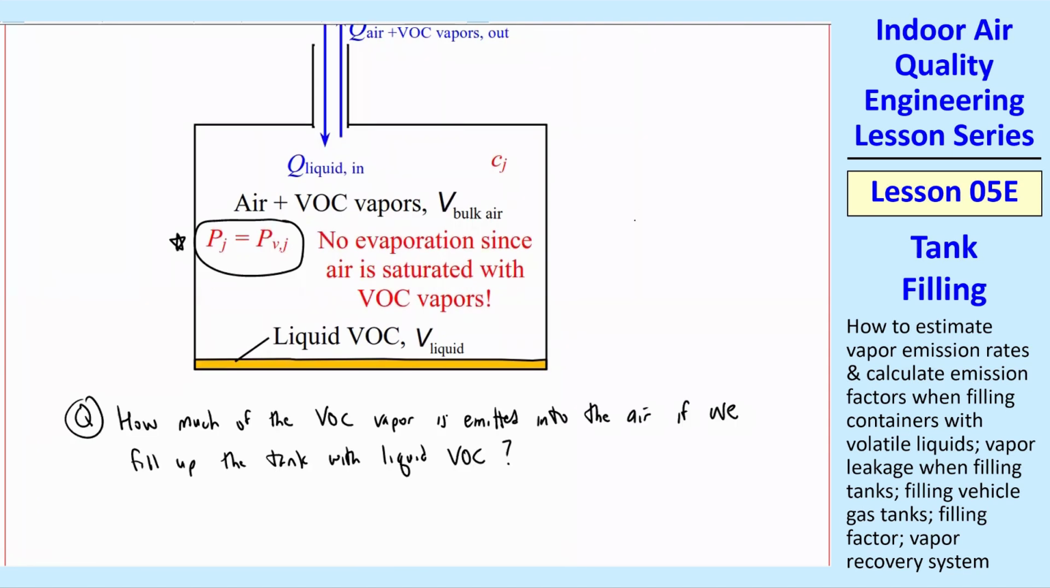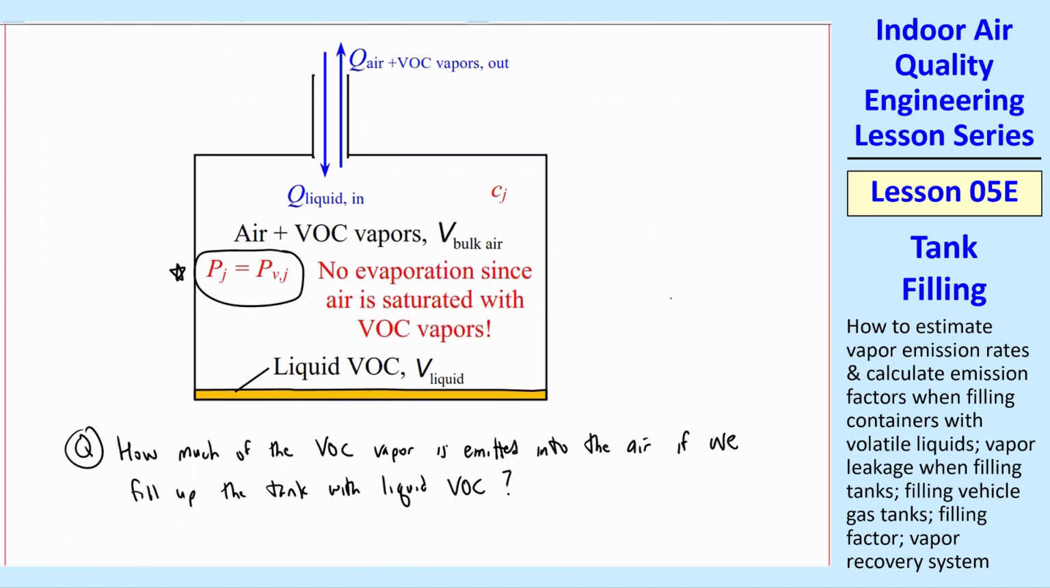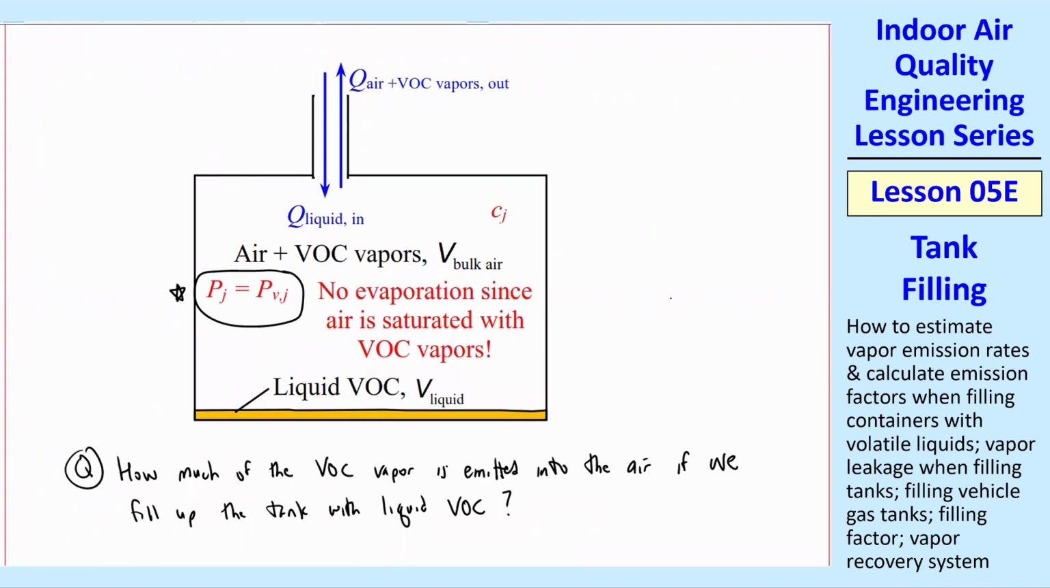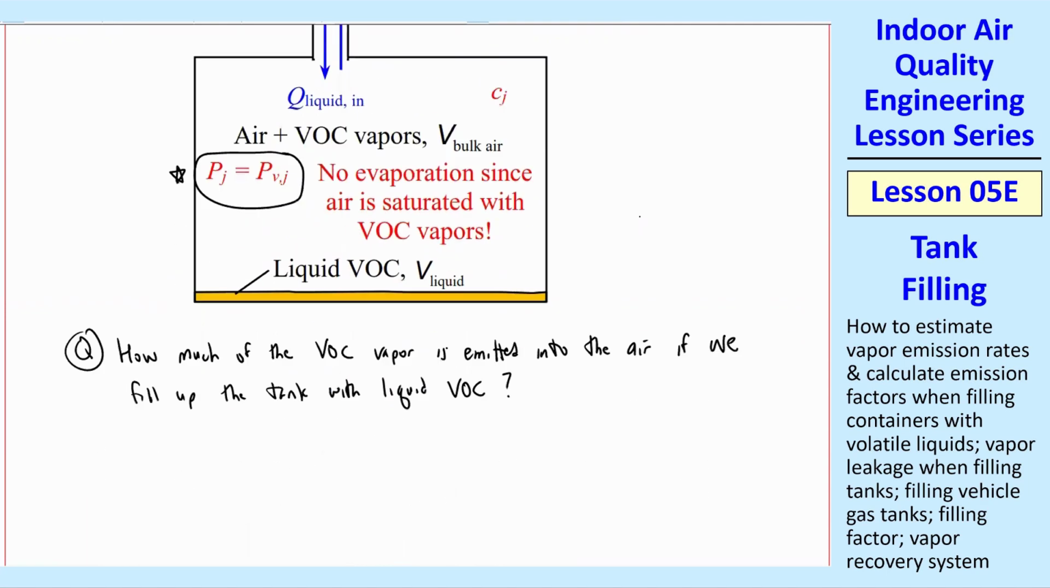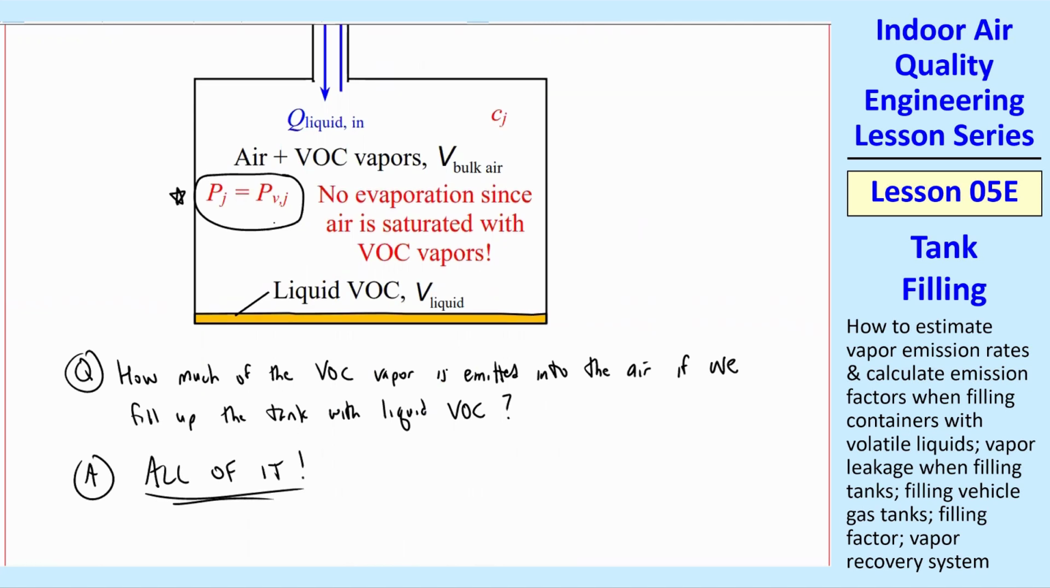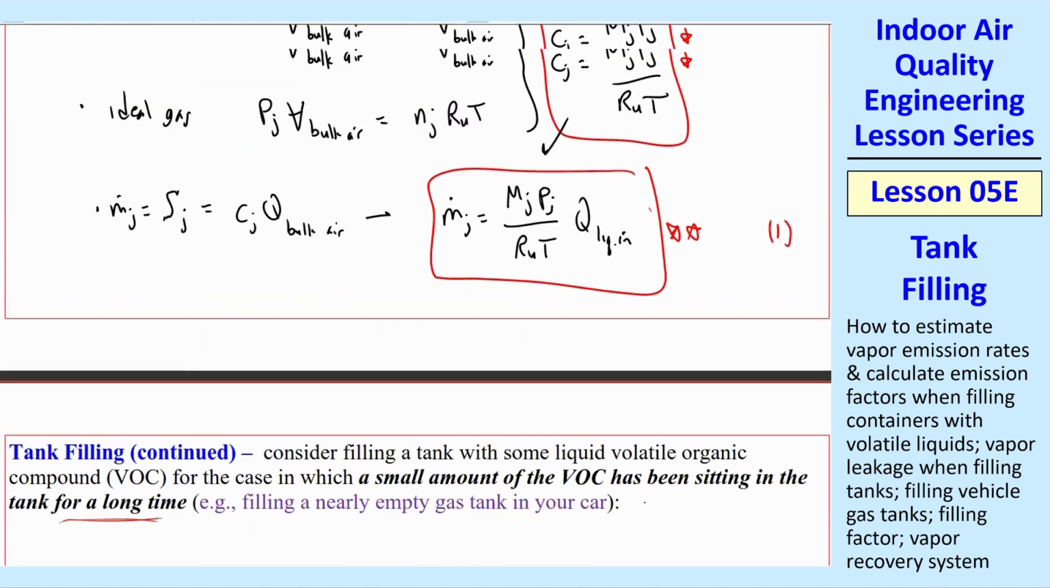So the question is, how much of the VOC vapor is emitted into the air if we fill up the tank with liquid VOC like we're showing here? How much comes out the top there? And the answer is all of it. Because if you fill up the tank, you have displaced all of the bulk air that was in the tank, which is at this partial pressure. Therefore, all of it comes out, and that gives us a way that we can calculate the total mass flow rate or the total mass.